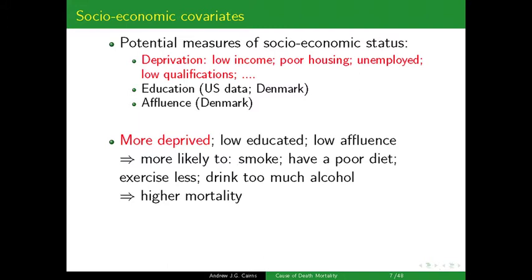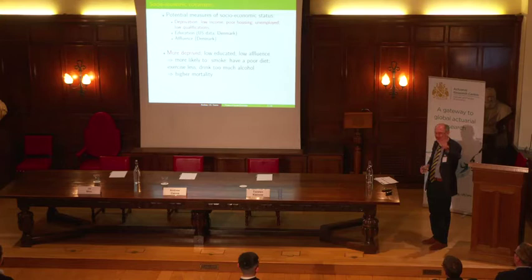Now, in terms of potential measures of socioeconomic status, there are lots of different ones. We've talked about some of them today, so low income, etc. And in terms of deprivation, there's also education, there's also affluence, and we have that data for different countries. And the point is that, as we've talked about before, in terms of all-cause mortality, we know that if an individual is in a more deprived area, then they have higher mortality.